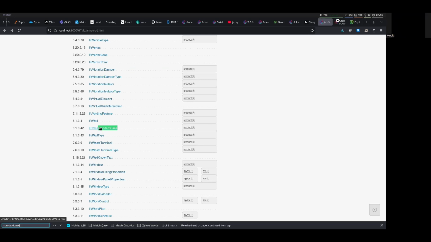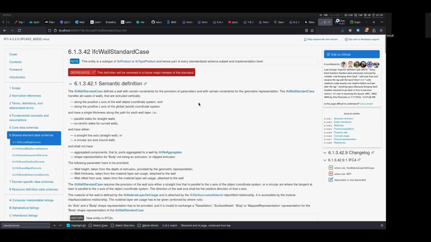So they left it in there just a little bit longer to give people a little longer grace period to remove it. Okay, when do you think it's going to be removed? In a future major release. So is that IFC 4.4 or IFC 5? I don't know, but the next one it'll be gone.